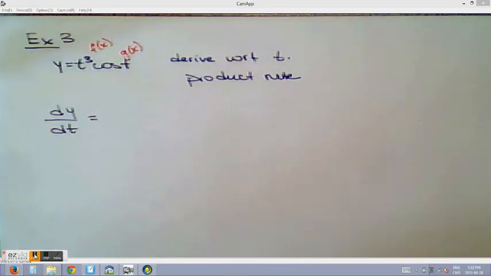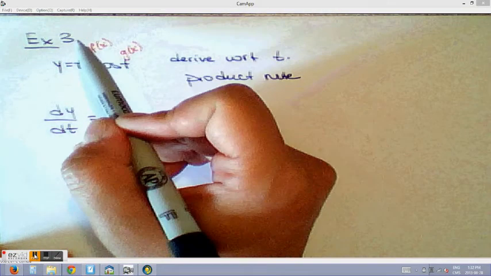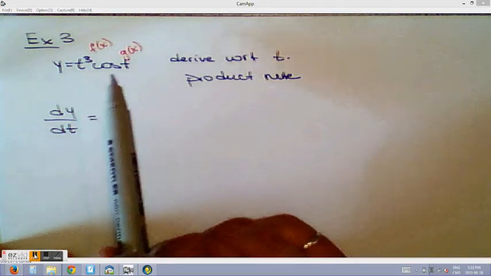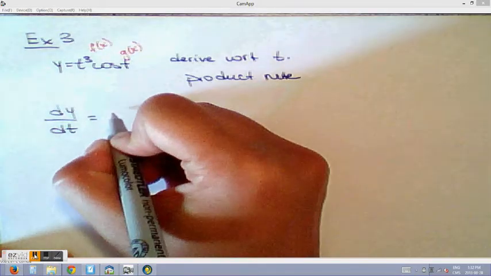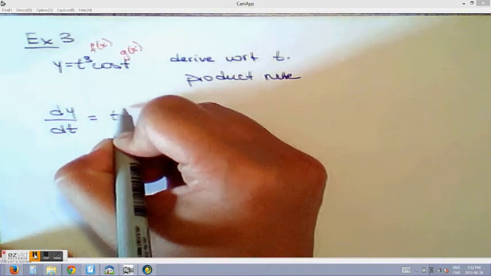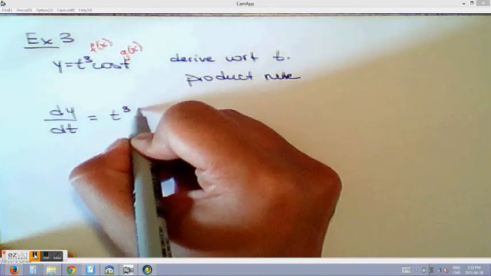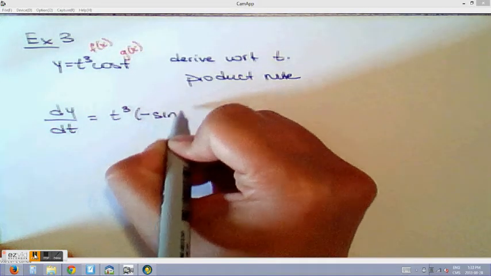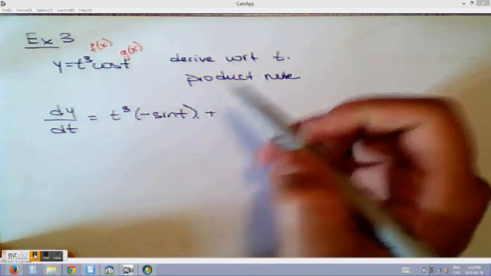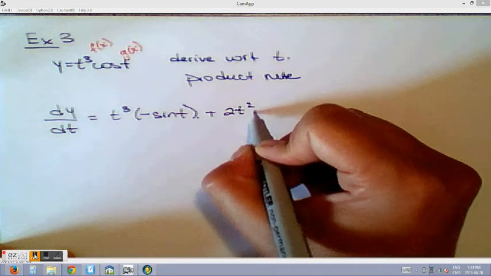Whatever makes it easier for you. So I'm just going to go ahead. So it's going to be the first, and again, order doesn't matter. So if you want to take the derivative of the second first, that's fine. I'm going to go with the first, which is t cubed, times the derivative of the second, minus sine t, plus the derivative of the first, 3t squared, times the second function.